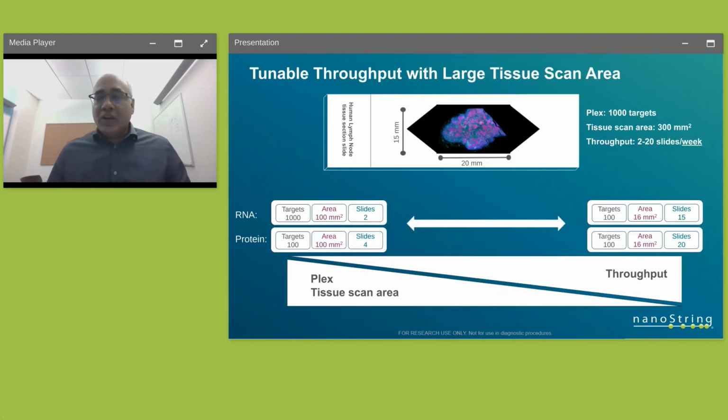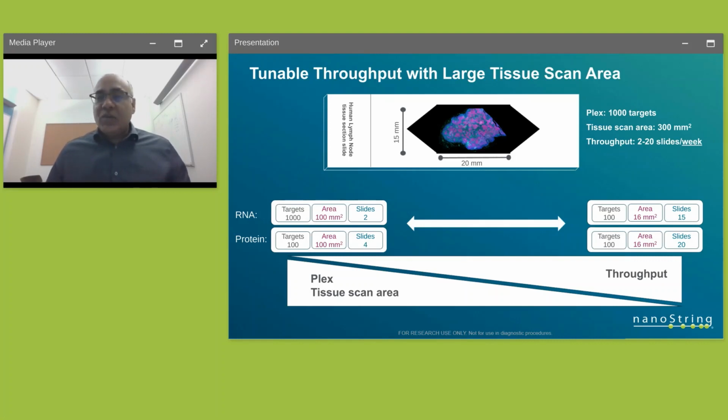In addition to a multi-omic capability, CosMx also provides a tunable throughput. CosMx enables analysis of up to 1,000 targets across a 300 millimeter square tissue area with a throughput of 2 to 20 slides per week.